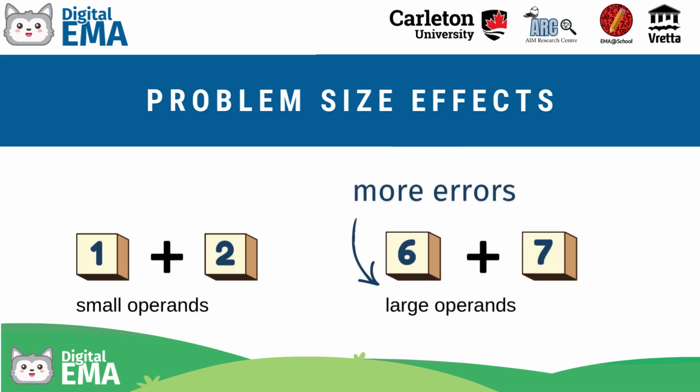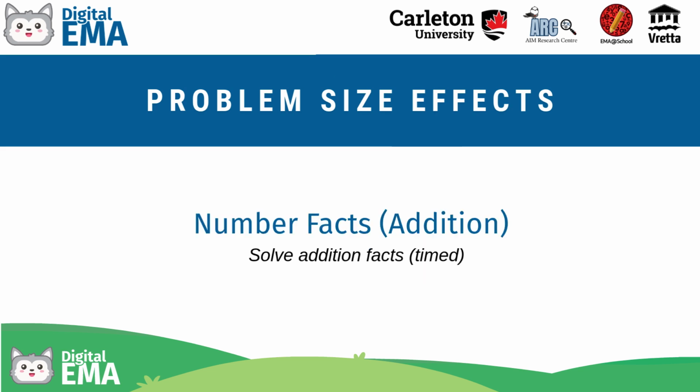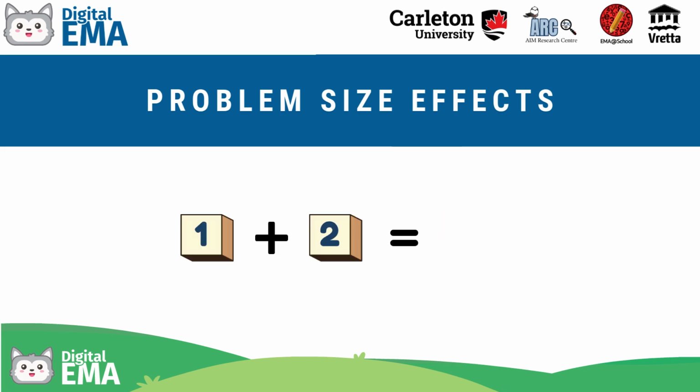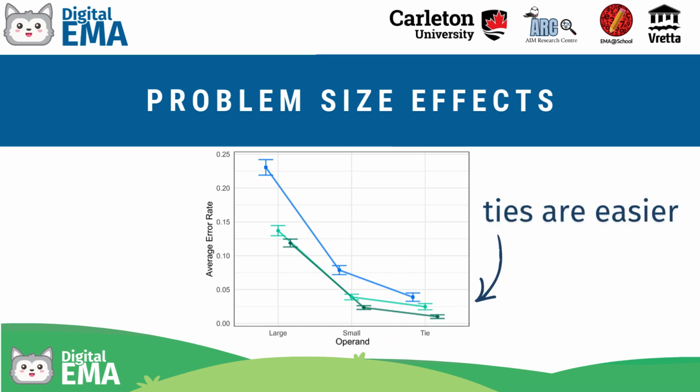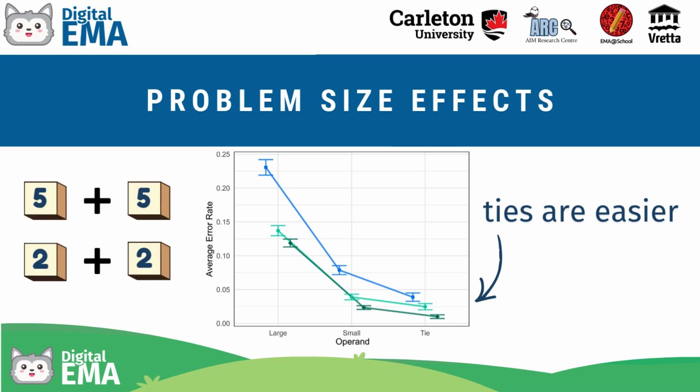There are more errors on problems with larger operands, like 6 plus 7, than smaller operands, like 1 plus 2. We used addition problems to investigate problem size effects. Students are presented with 2 numbers, operands, and asked to add them. Looking at the graph, we can see that the pattern continues across grades 1 to 3, with students getting progressively better. Ties are problems that add the same numbers, for example, 5 plus 5 or 2 plus 2.